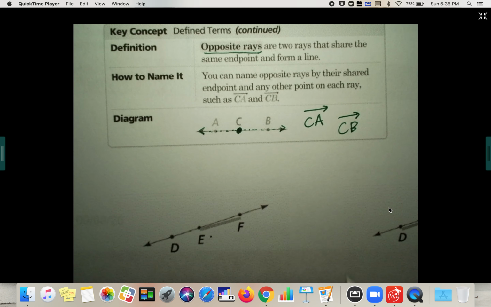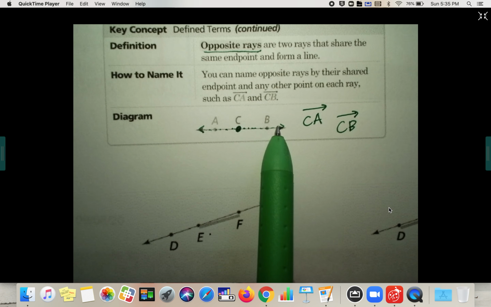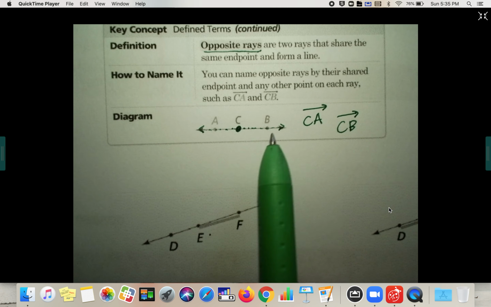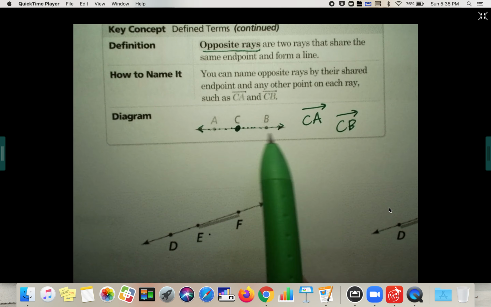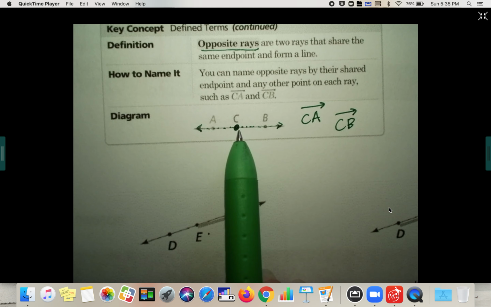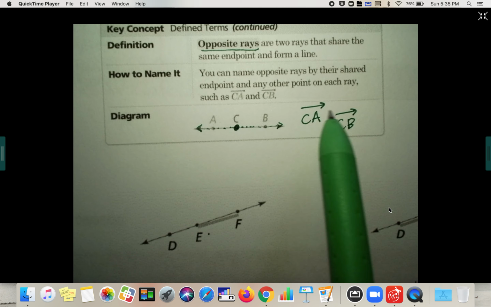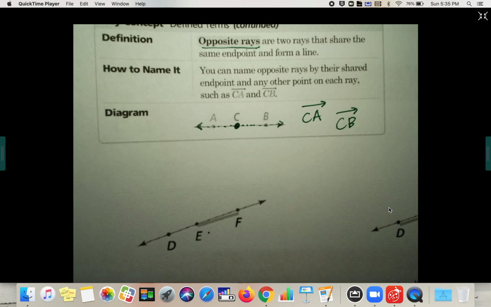Okay, and I know this doesn't look like a ray. This looks like a line. This actually is line AB, or line AC, or line CB. You can name this several different ways as a line, but if we look at it starting from point C going opposite directions, that's where the rays come in.